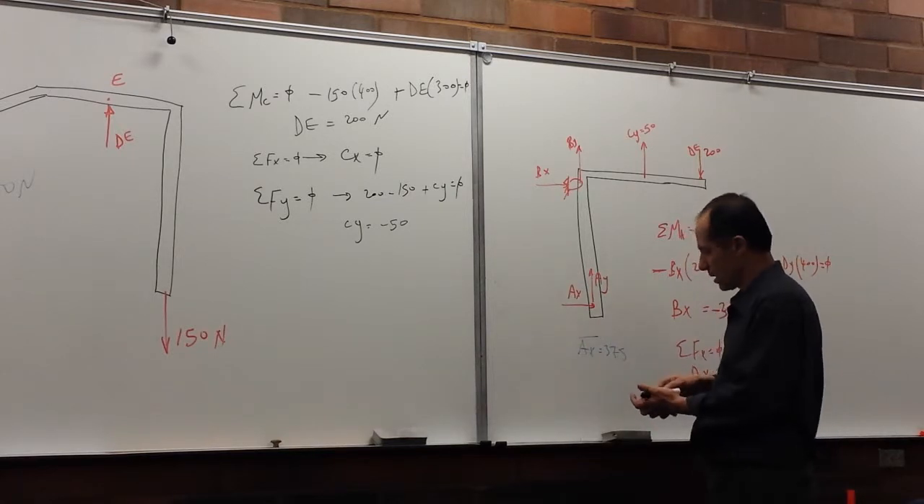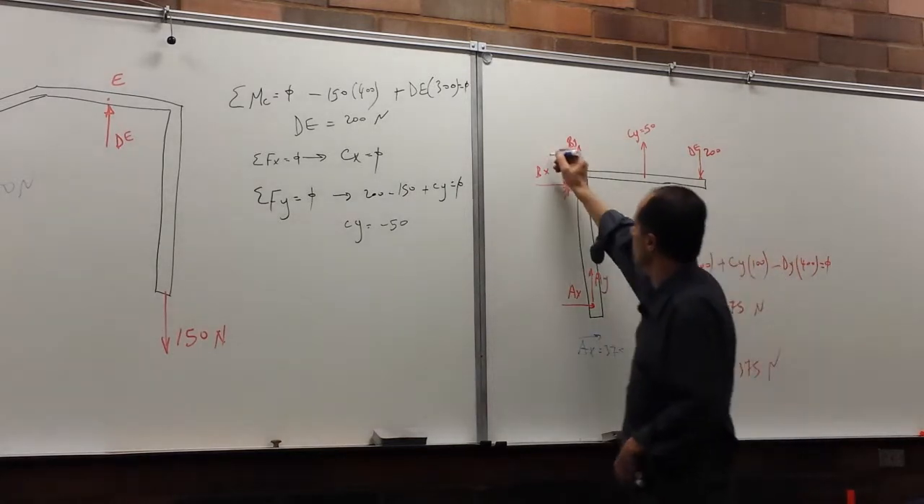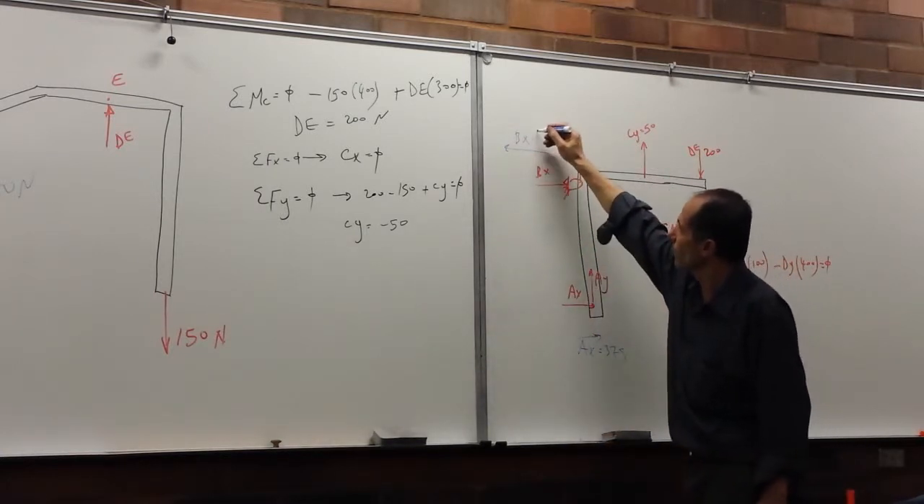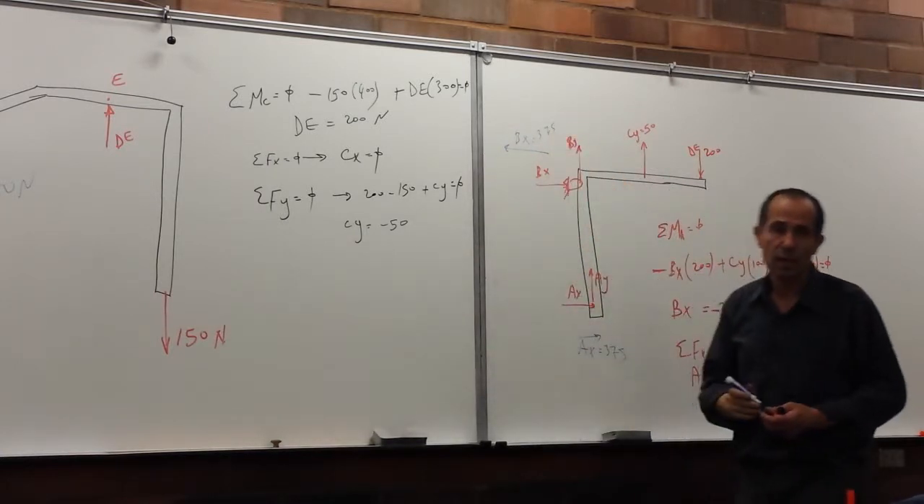So this is this direction, and this makes sense. BX is going to be in this direction, pulling it off the wall, and into the wall.